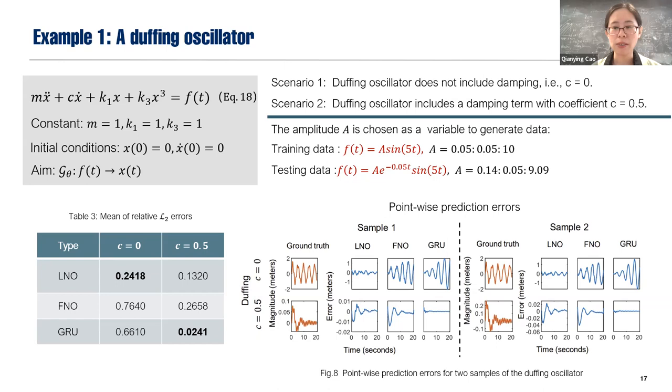LNO is more accurate than GRU when there is no damping, but GRU is more accurate than LNO when the damping term is introduced.